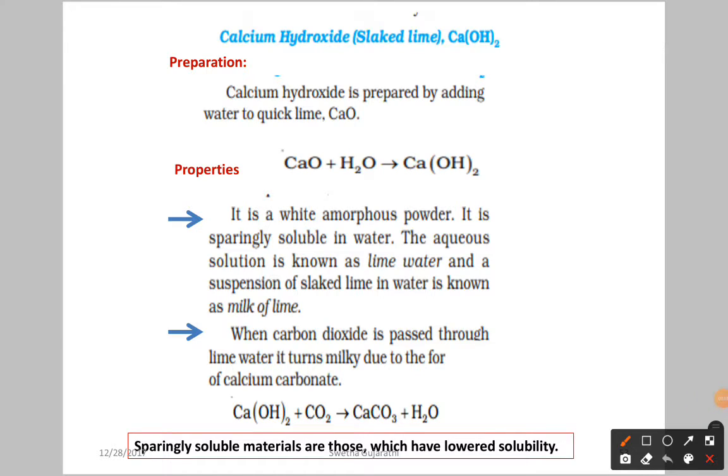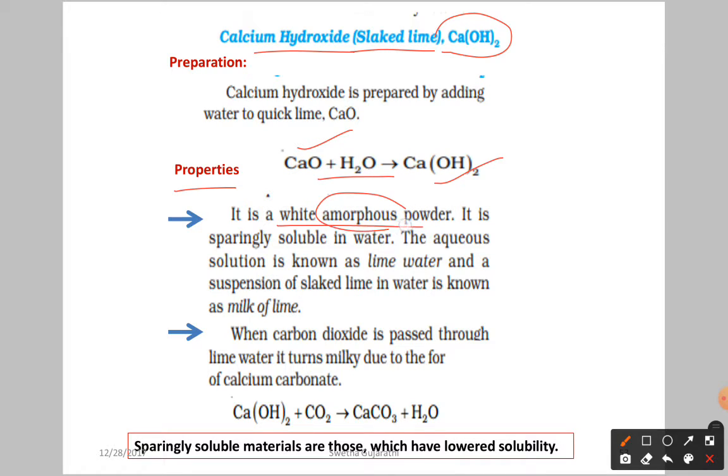In calcium compounds, the second one we have is calcium hydroxide, or slaked lime, whose formula is Ca(OH)2. Now, preparation we already discussed. In the previous one, simply if you dissolve calcium oxide in water, you are going to get calcium hydroxide.